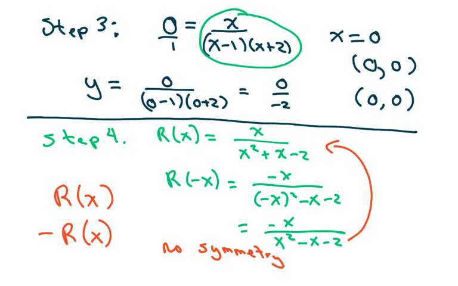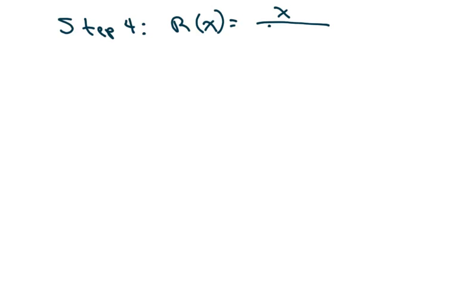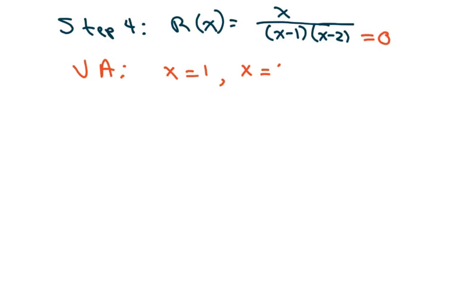All right. Step 4, it's already in lowest terms. We have to reduce it, and it's already reduced in lowest terms. And we already know our domain. So our vertical asymptotes are whatever in the denominator equals 0. So our vertical asymptotes are x equals 1 and x equals negative 2. Okay, and we're going to do step 5.